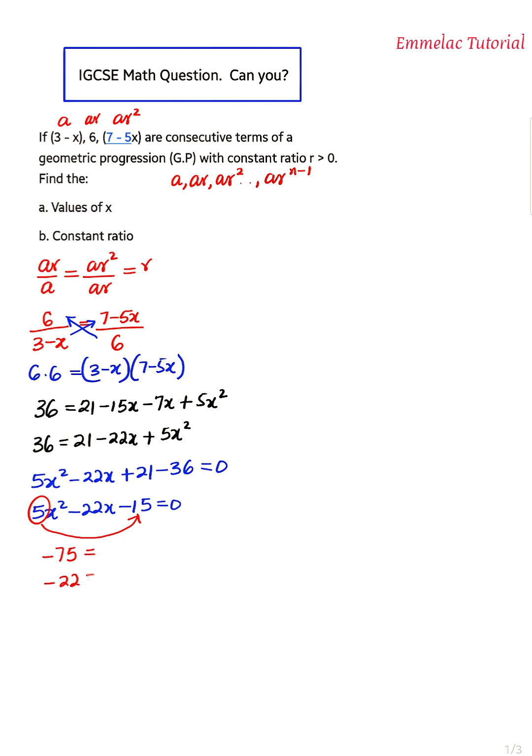So we ask ourselves one question: what are those two numbers which, when you multiply, will give us negative 75, and when we add, give us negative 22? Those two numbers are negative 25 and 3. When you multiply these two together, you have negative 75, and when we add them together, we have negative 22.